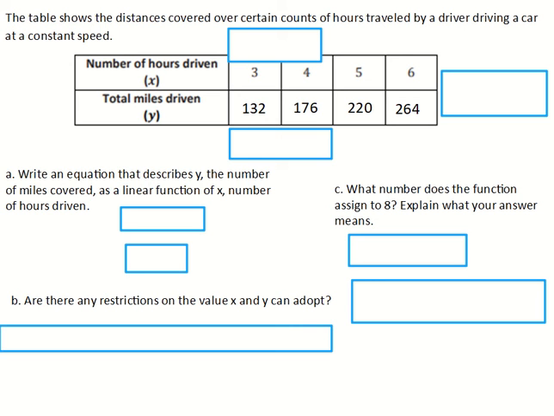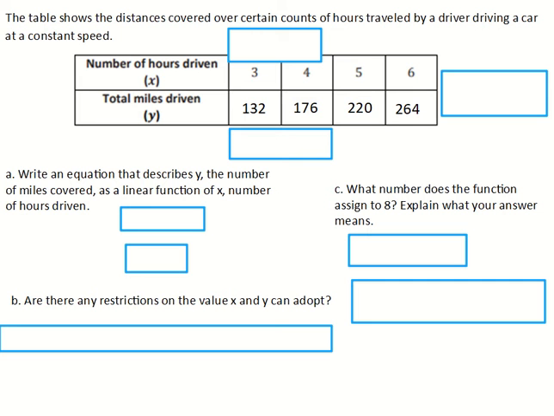The table shows the distances covered over certain counts of hours traveled by a driver driving a car at a constant speed. So for the x variable, we're given number of hours driven. For the total miles driven, we're given the y variable. So one of the points in our table, we have the point (3, 132). That means in 3 hours, the driver would have driven 132 miles.